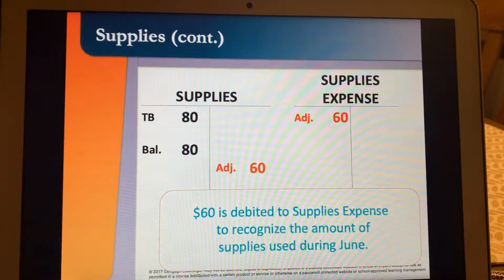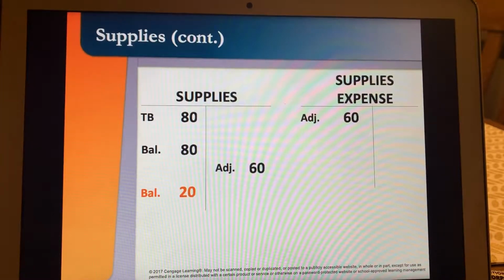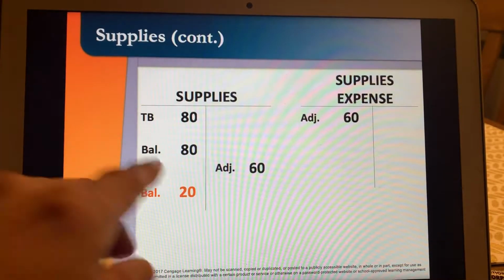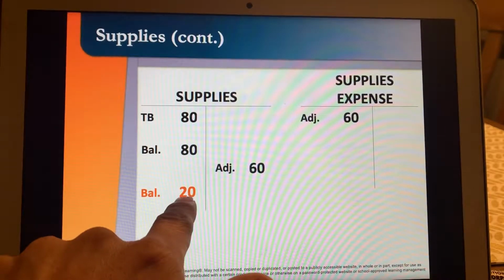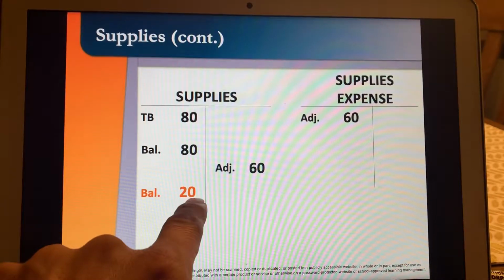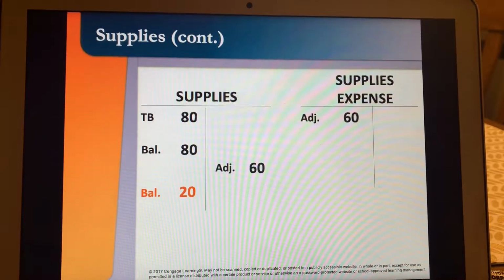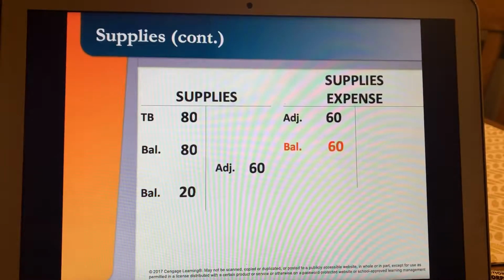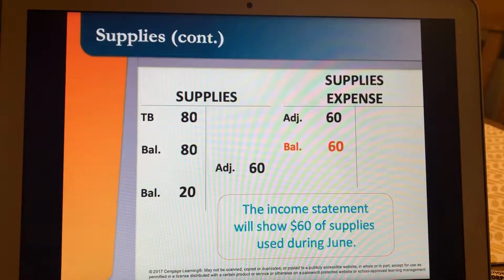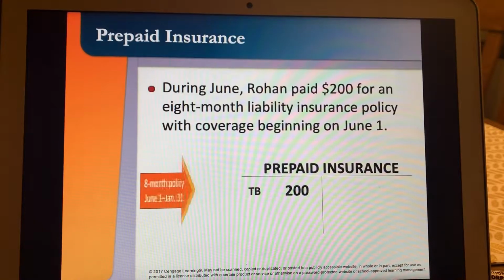The balance now in our supplies account will be $20, and this goes directly to the balance sheet. Again, the $60 of supplies expense goes to the income statement.